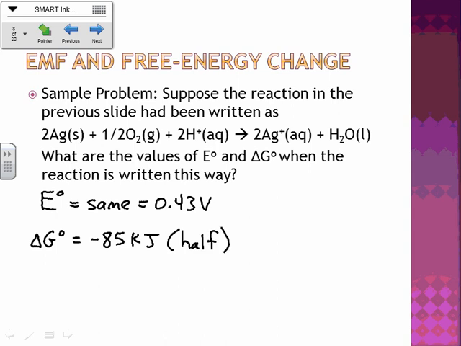So delta G is dependent on the amount of electrons being transferred. It's dependent on the amount of stuff that we have in the reaction. The E is not.